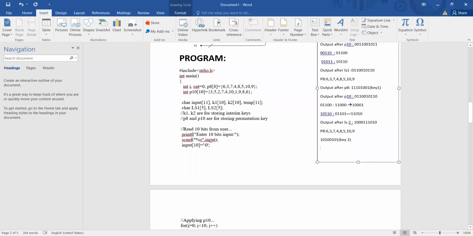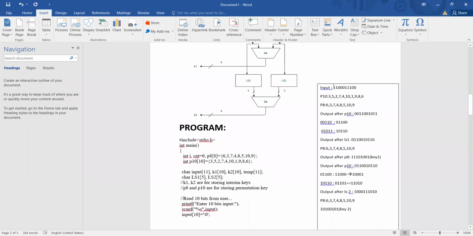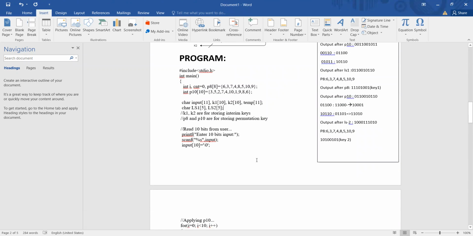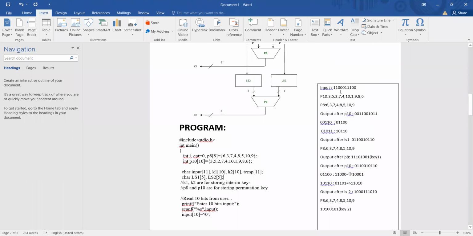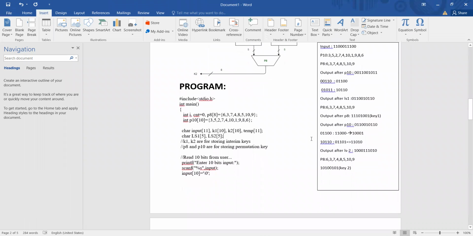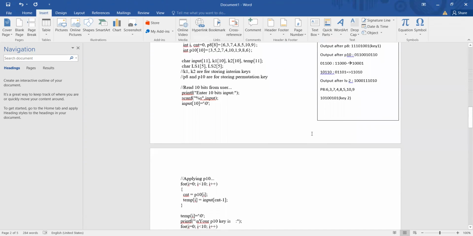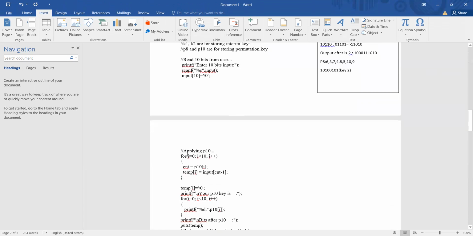Now we have to enter 10 bits. This is the line where we have to give our 10 inputs. We need to compare this algorithm with this program so that it can be easily understood. After inputting the 10 bits, we have applied the p10 array on the input. So this is the program way of applying p10.